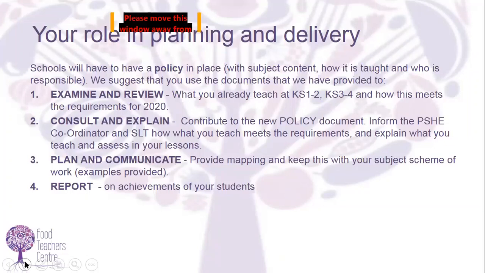Once you've done that bit of mapping, the next best thing to do in terms of your role in delivering this is to talk to those people that are coordinating your school, the PSHE coordinator, the SLT, about how what you're doing and what you can do meets these requirements, and explain when you teach it, so which year groups, which term you're teaching in, and how you're actually teaching in your lesson, and how you're able also to assess the students' achievements and attainment within these objectives as well. So the review is first, then sharing that with the people who are doing the planning within your school and being part of that planning process.